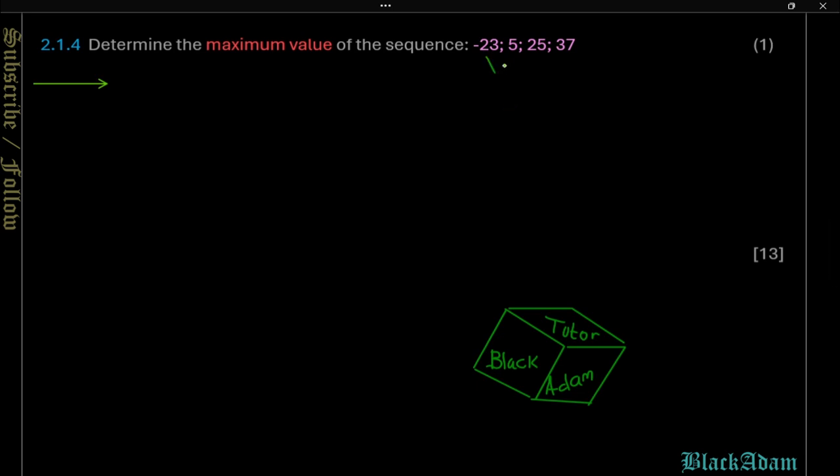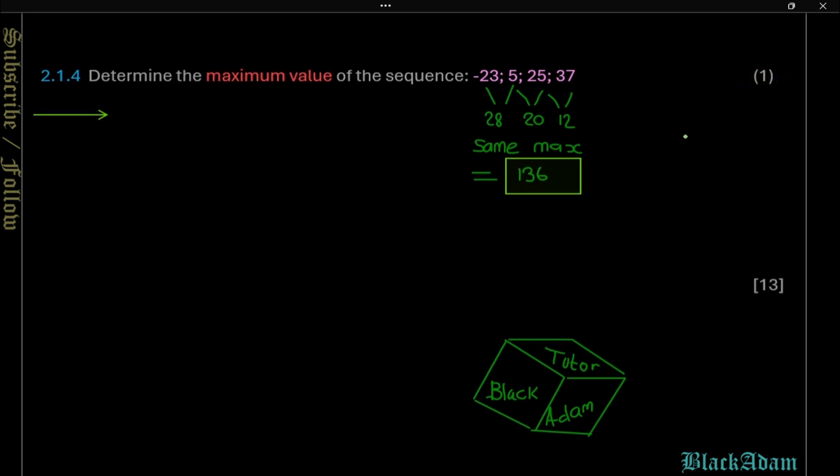And the next is 2.1.4. We see that sequence there. Let's see the first difference of that. That's 28, and that also gives us 20. That gives us 12. So it's the same thing as what we had on the first difference. So because it's the same sequence in the first and second difference, that means it's the same maximum. So the maximum would be 136. And that's our final answer for question 2, 2.1.1 up to 2.1.4.